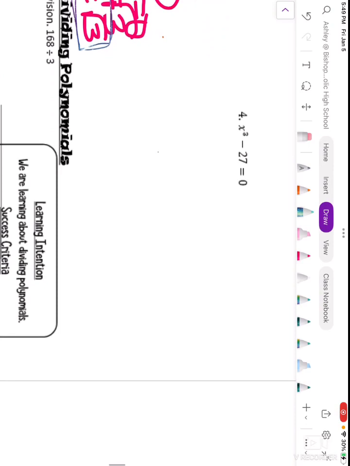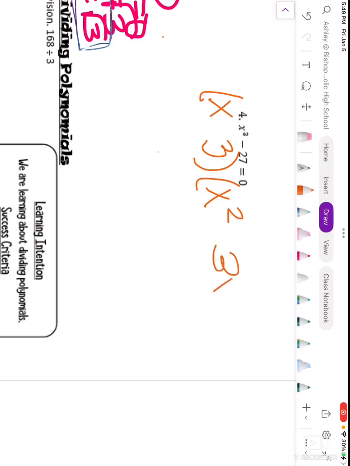All right, number 4 should have 3 answers because it's to the 3rd power. This is a difference of cubes. So when we factor it, the cubed root of x cubed is x. The cubed root of 27 is 3. And then we do this number squared. So x squared, multiply these together, so 3x. And then square this number, which would be 9. For our signs, it's same, opposite, plus. We set each thing equal to 0, which makes x 3.